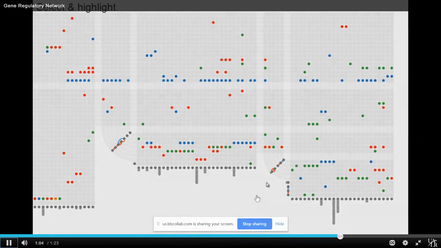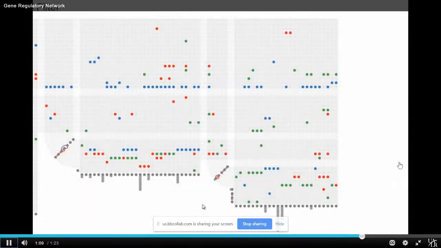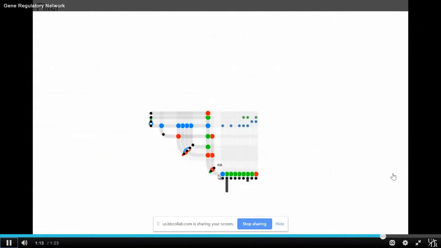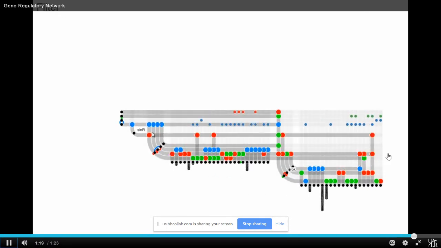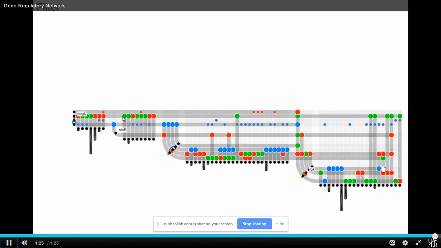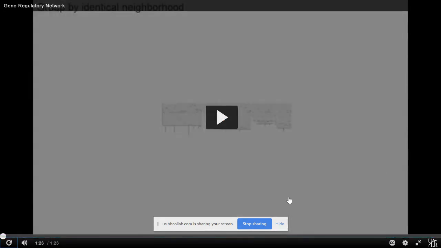I think at some point they do some selection. They focus on a subset. So that's the subgraph that's connected to that gene, whatever the name.